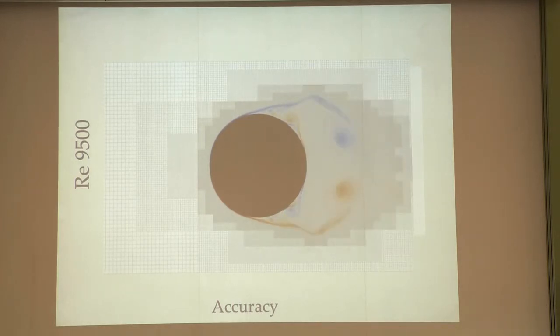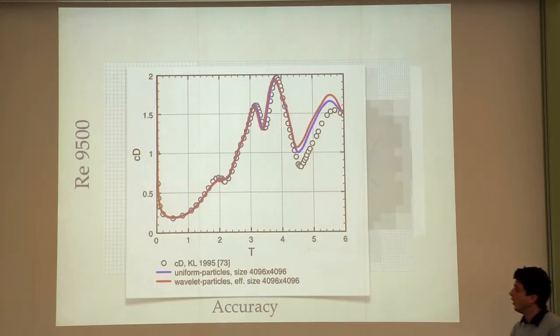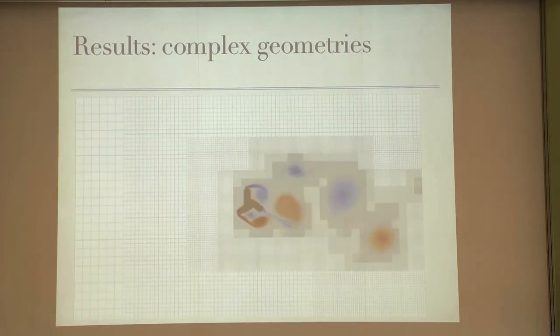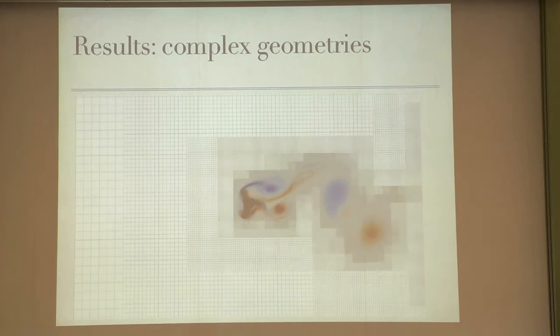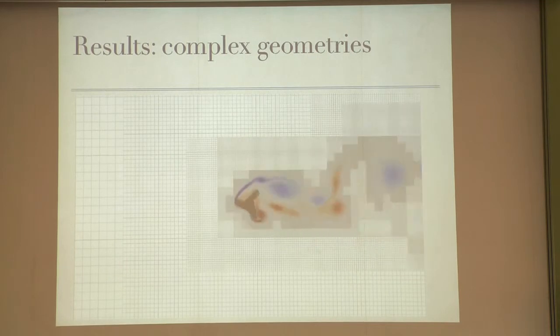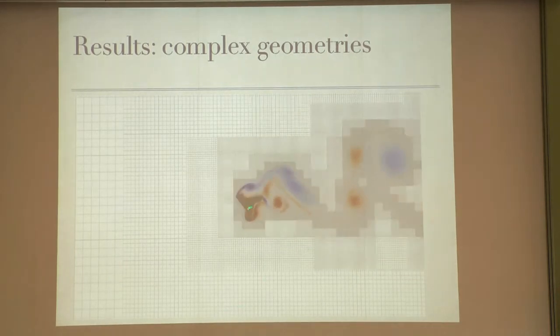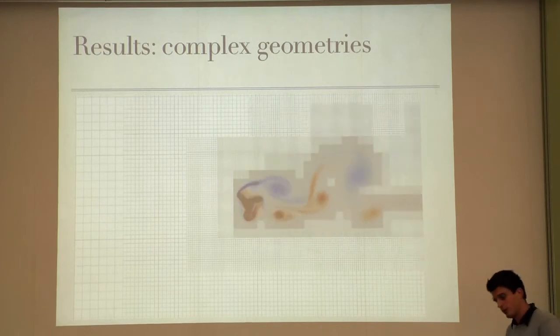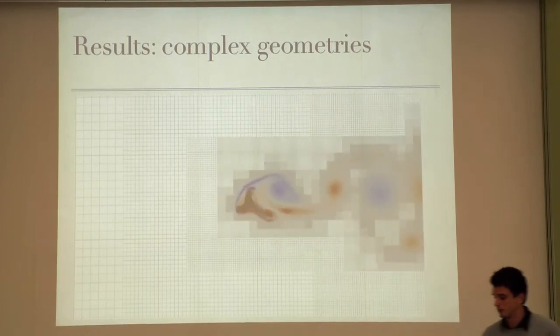I'm just showing some simulations that we performed to show what we are actually doing. We are simulating with spatially varying grids, and we have also proved the accuracy, which matched state-of-the-art results. We also managed to have some flexibility in the solver in order to allow complex geometries. As you can see, the vorticity generation is led by the boundary and is tracked through the wavelet transform. You can see the blocks following the vorticity.